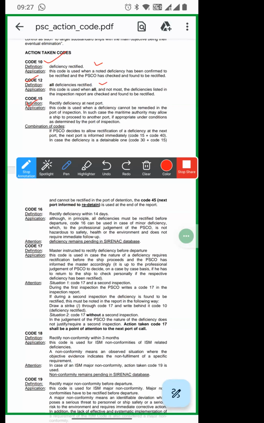Code 16 means we have to rectify the deficiency within 14 days. Okay, code 17 का मतलब है master instructed to rectify deficiency before departure. कुछ ऐसे ऑब्जर्वेशंस होते हैं जिनको डिपार्चर से पहले आपको रेक्टिफाई करना पड़ता है. सो वो ऑब्जर्वेशंस और डेफिशिएंसी will be mentioned under code 17.